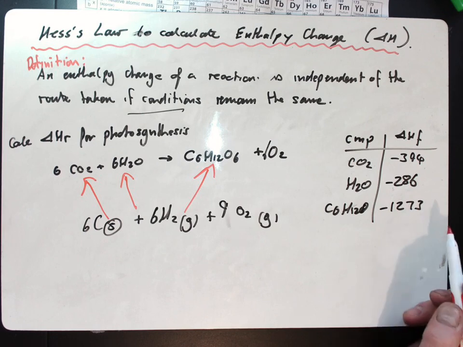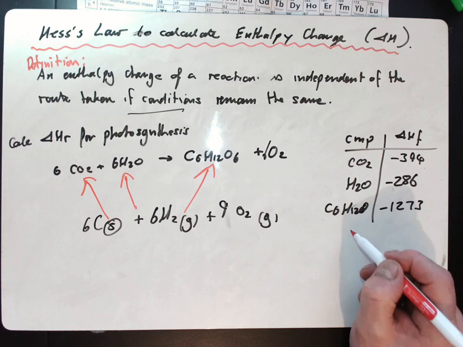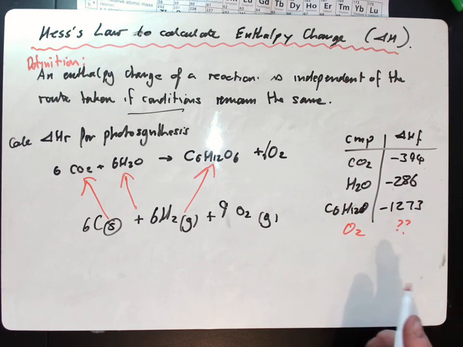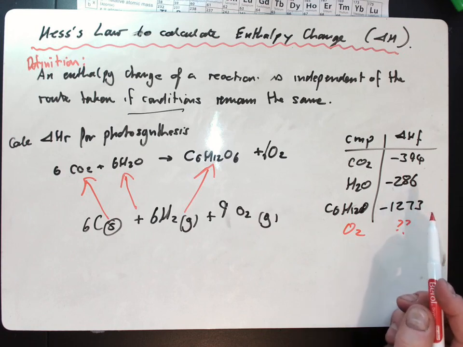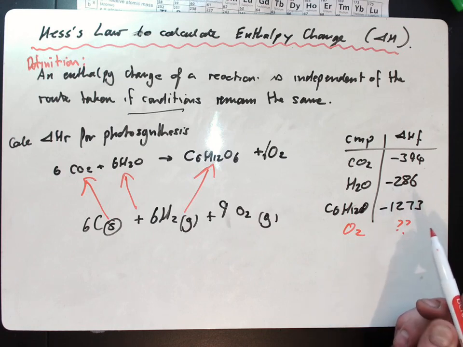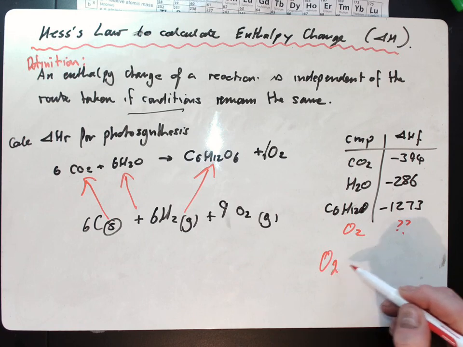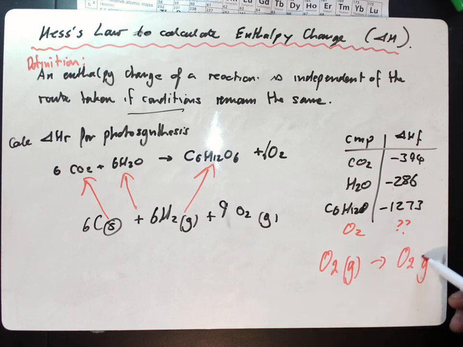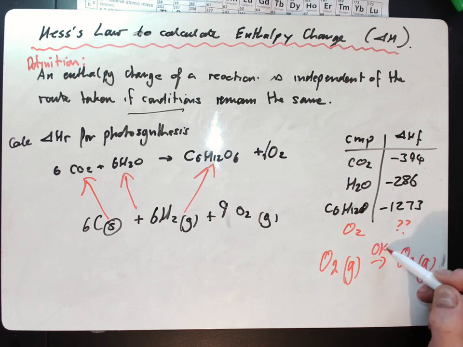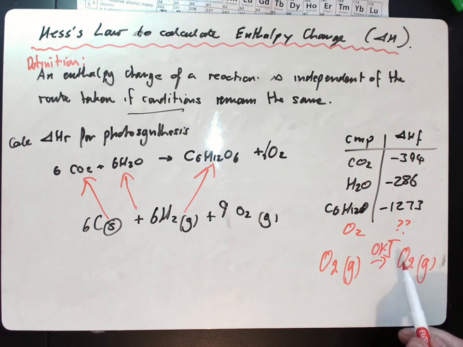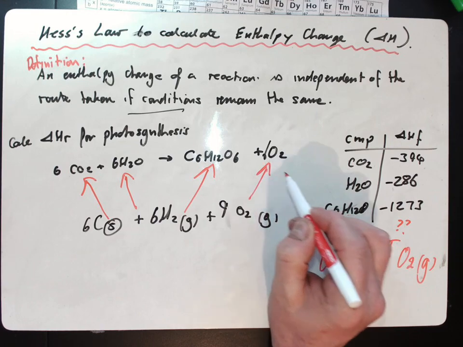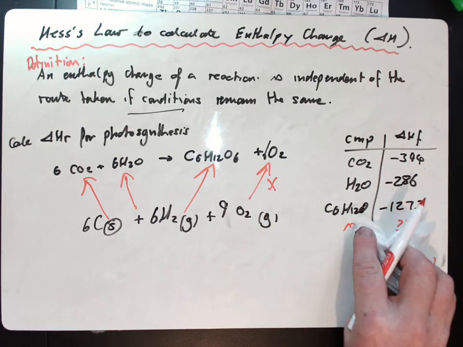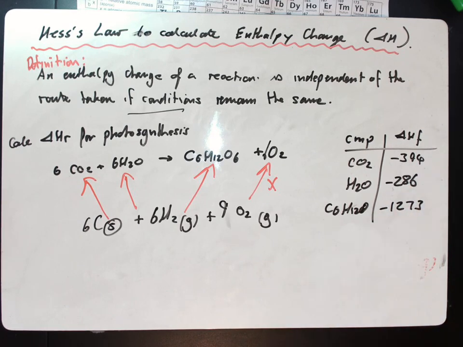Now, some of you might say, well, why is there no oxygen here? Why no enthalpy of formation of oxygen? Well, enthalpy of formation is defined as the energy needed to make 1 mole of a substance from its elements in their standard states. So that would be oxygen O2 gas to O2 gas. Well, that is a 0 kilojoules energy change.